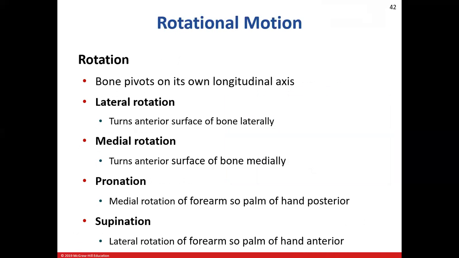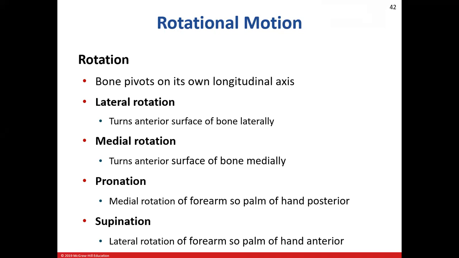We also have a few rotational movements. With rotation, we have a situation where the bone pivots on its own longitudinal axis. If we look at lateral rotation, we're taking the anterior surface of a bone laterally. If we take medial rotation, this is the turning of the anterior surface of a bone medially, or back towards the middle.